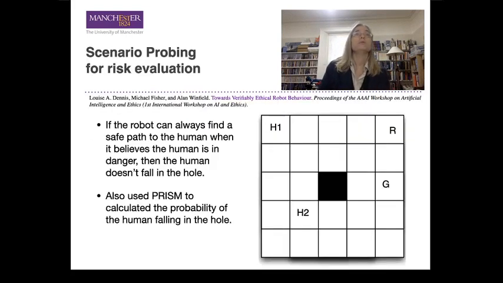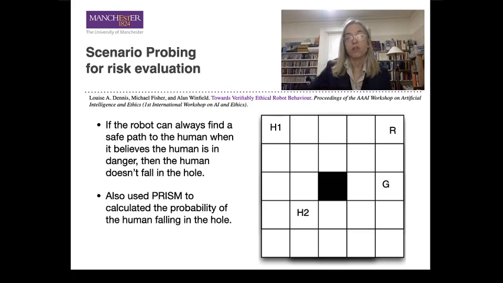You can also use scenario probing for risk evaluation. And this is going back to this example of the human falling in the hole of Alan Winfield's. We set up a really simple scenario here. There are two humans moving towards a hole that is in the center of the grid, and the robot is trying to get towards the goal, which as you can see is on one side of the grid. And so the robot predicts that the humans are about to try and fall in the hole, and it will move to intercept them if it can find a safe path to do so.